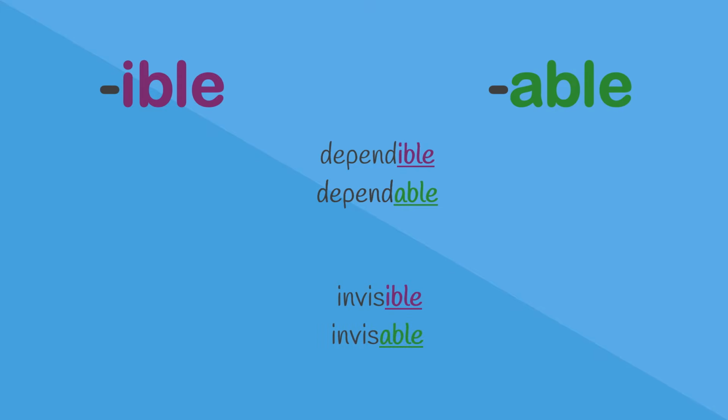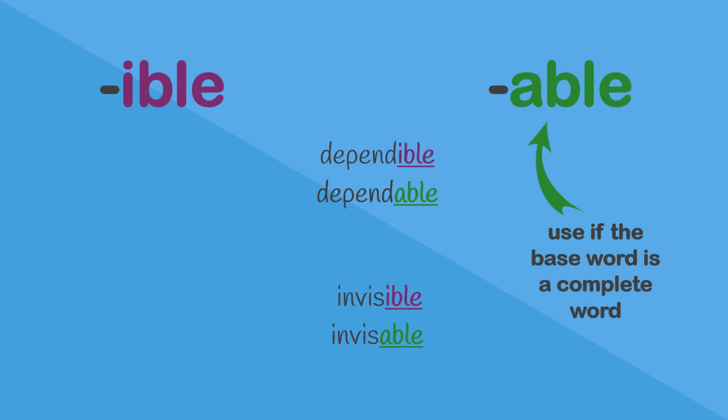As a general rule, we use able if the base word is a complete word on its own. For example, the word dependable. We can see that with the suffix removed, we're left with a word that still makes sense by itself, depend. For this reason, we use able and not ible.